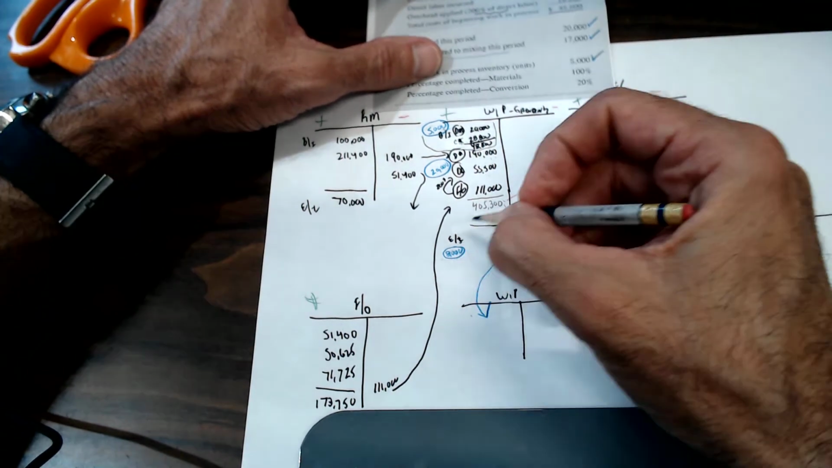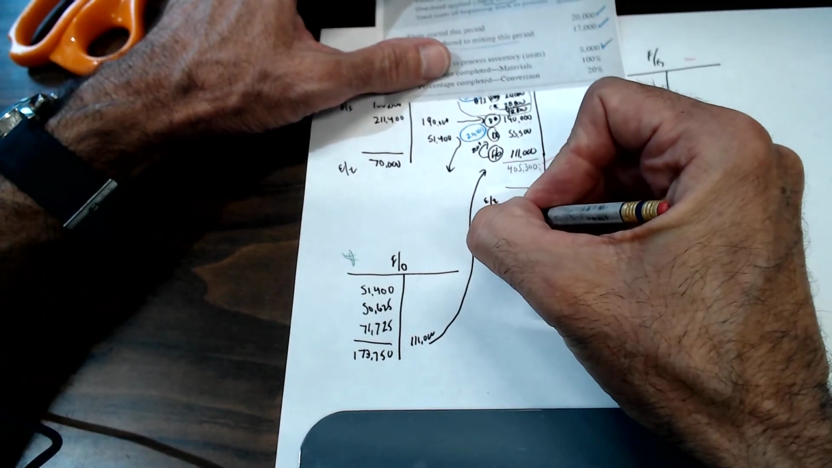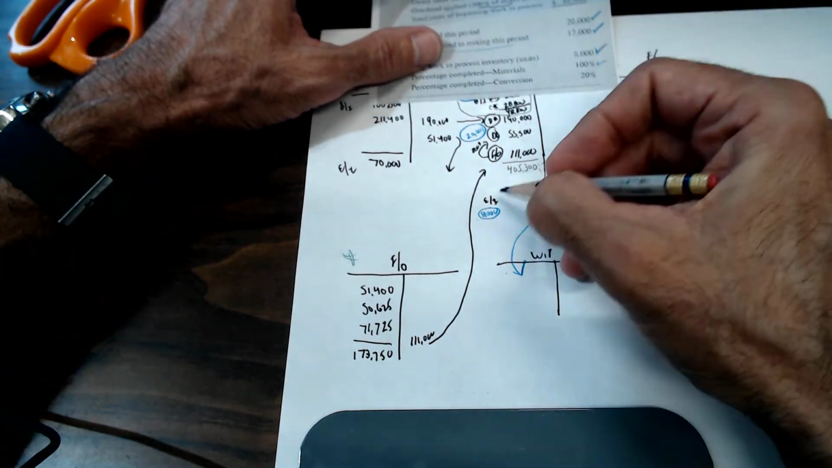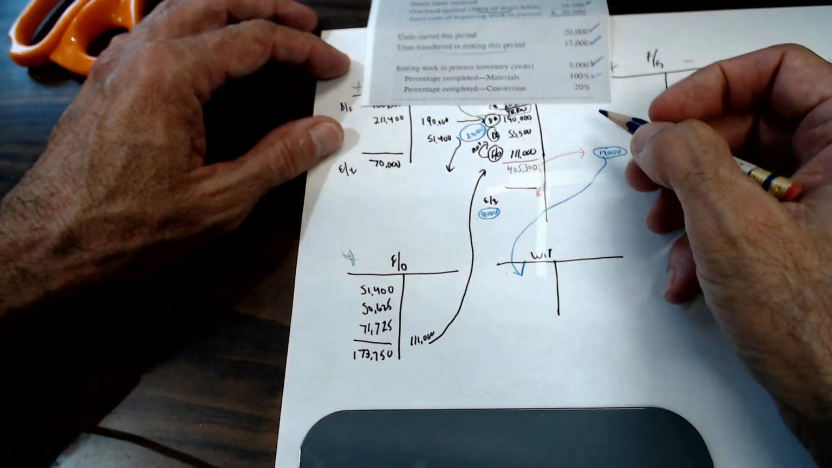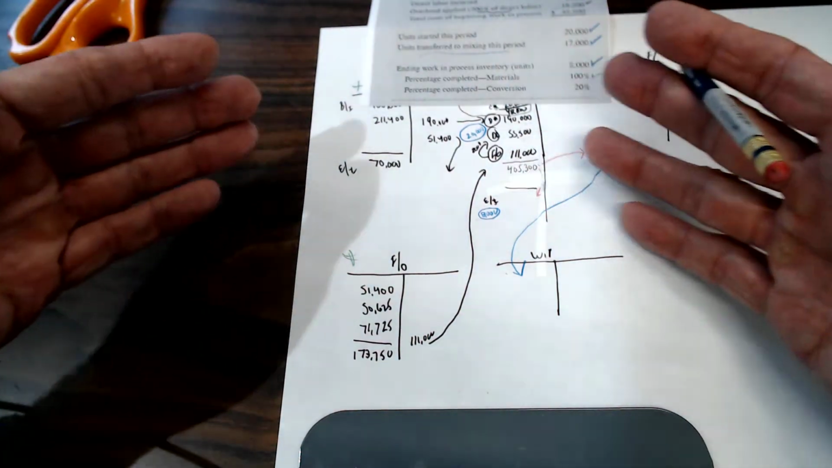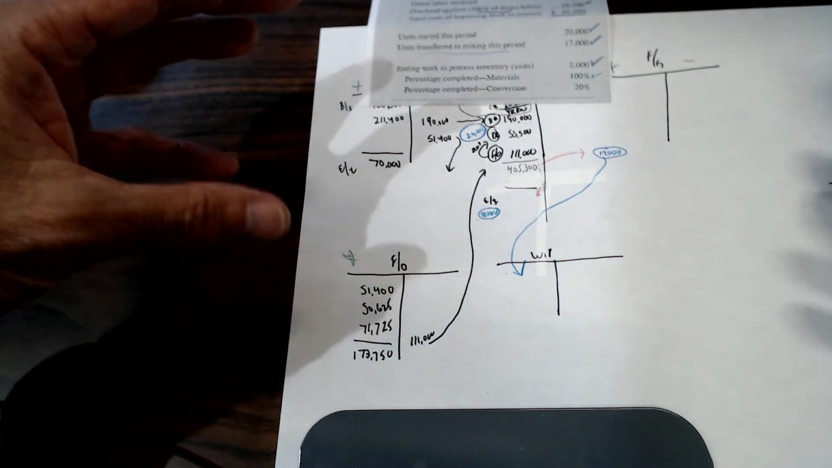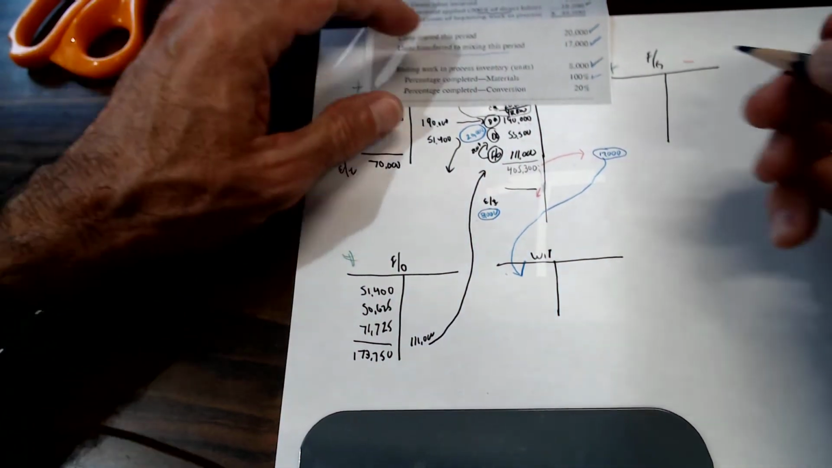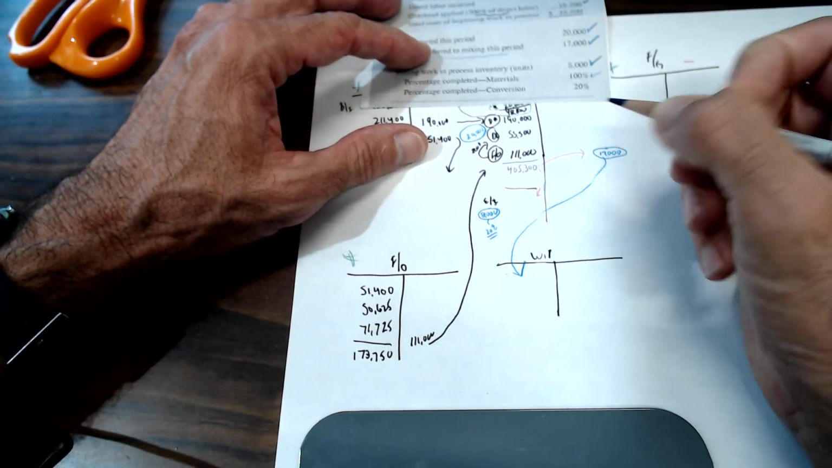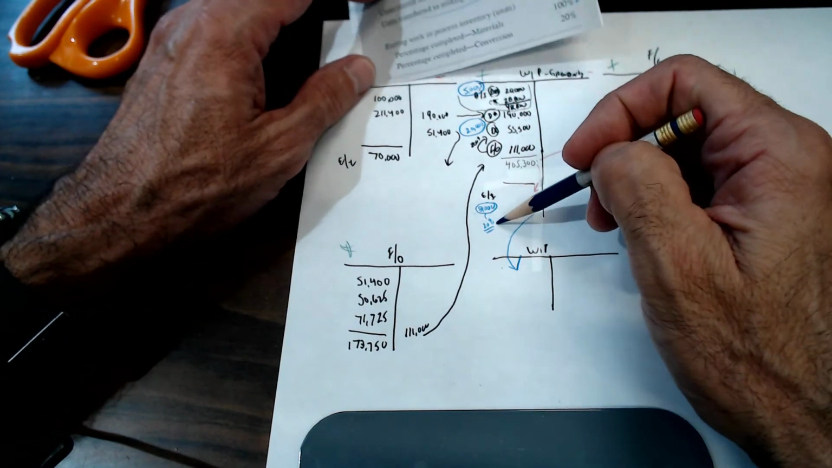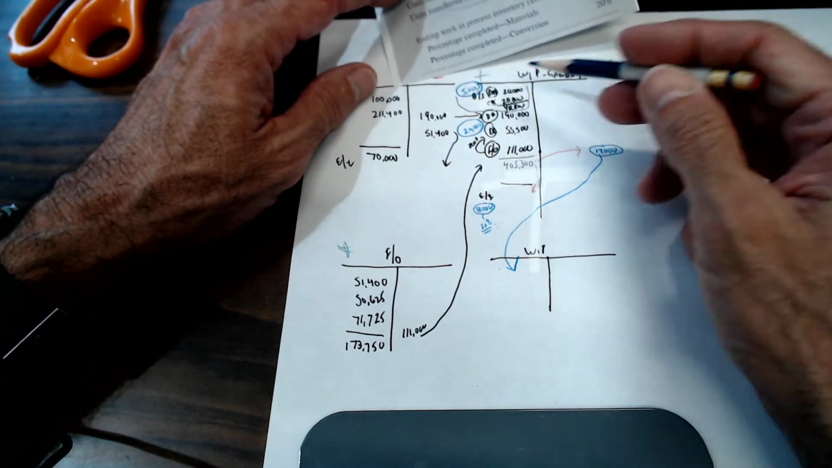Now these 8,000 units, they are 100% complete with regard to materials because materials are added right at the beginning of the process. Regardless of how far along, how far converted they are, they have all their materials. But they're only 20% converted. That I need to know. I need to know the percentage completed in the ending inventory, not the beginning.